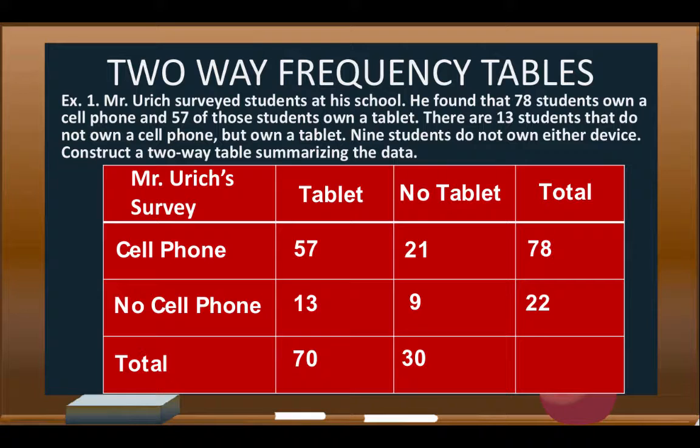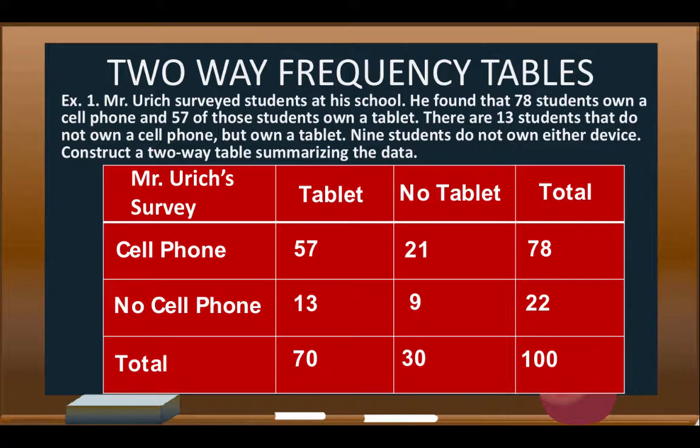And then for the total, you can either add down the column or across the row. Either way, you're going to get the same number. So if you're going down the column, you would take the number of students who have a cell phone plus the number of students who do not have a cell phone. 78 plus 22 is 100. Or if you're going across the row, you can take the number of students who have a tablet plus the number of students who do not have a tablet, and that'll give you the total number of students. So 70 plus 30 is 100.